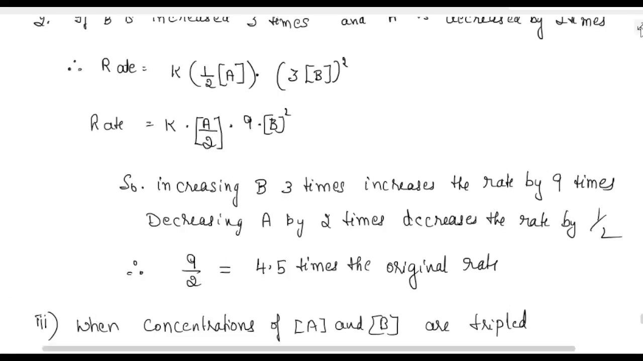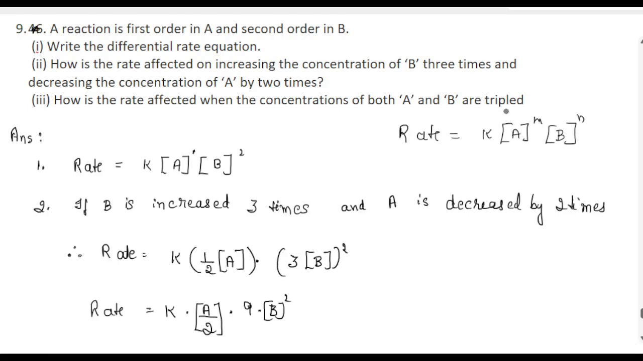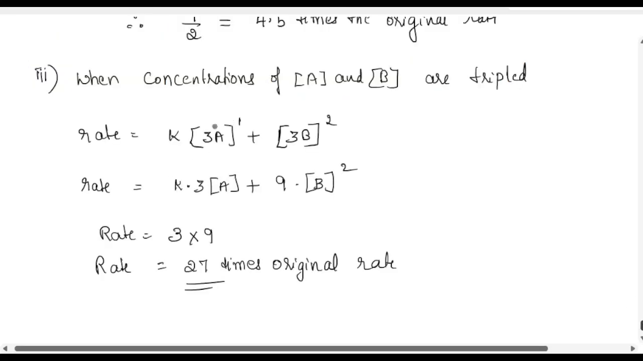Now the third question, how is the rate affected when the concentrations of both A and B are tripled, increased 3 times? When concentrations of A and B are tripled, rate equal to K into 3 times A to the power 1, because order of the reaction is 1, and 3 times B, order of the reaction is 2, so we are squaring this. Now K into 3A into 3 square is 9 into B square. So here this is 3 and here it is 9. So 3 into 9, the rate will be 27 times the original rate. This is the answer.